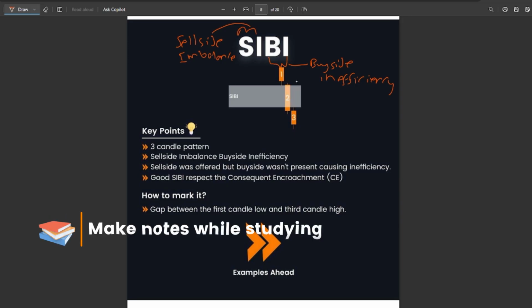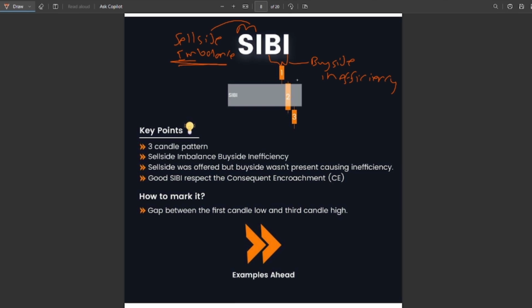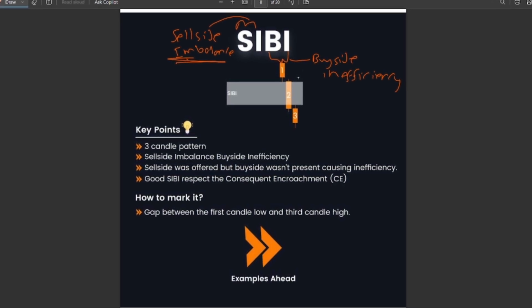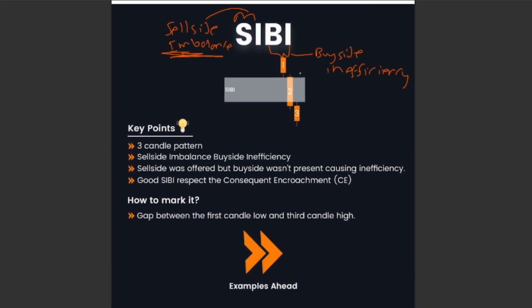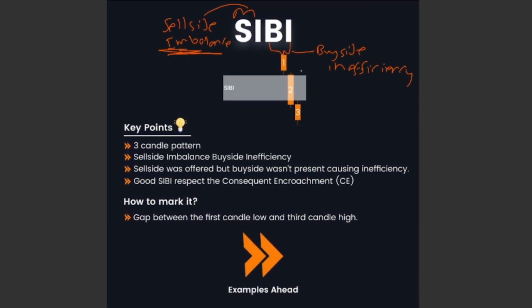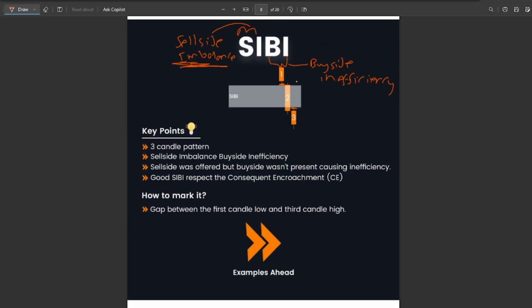The second type of fair value gap is known as SIBI, and it is the complete opposite of BISI. It is a bearish fair value gap, and we can say it as Sellside Imbalance and Buyside Inefficiency. It is a 3 candle pattern, and as you know from previous slides, we mark bearish fair value gaps by taking the first candle low and the third candle high.